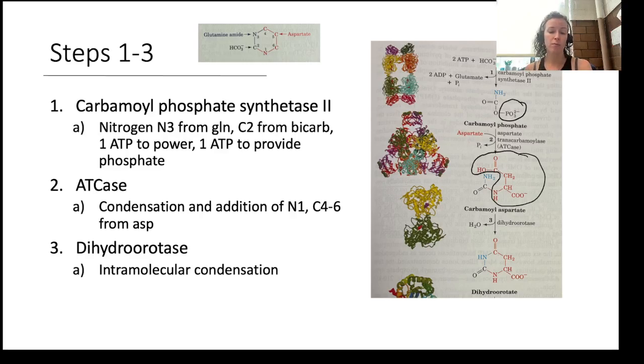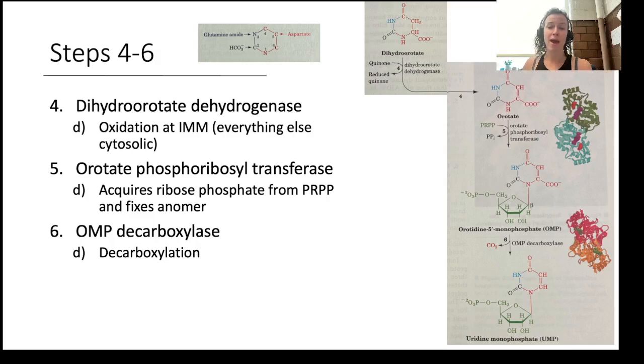Step 3, performed by dihydroorotase. Here we're having an intramolecular condensation. We've seen this before, right? We know that pyrimidines need to be cyclic in nature, so in this step we cyclize. What about the back half, getting us to UMP?